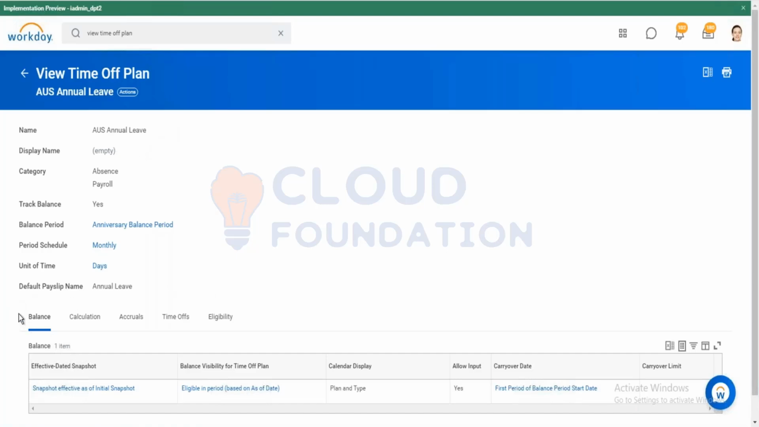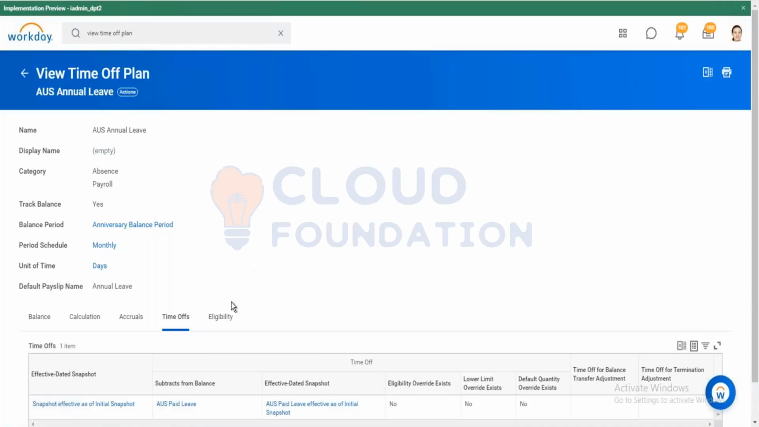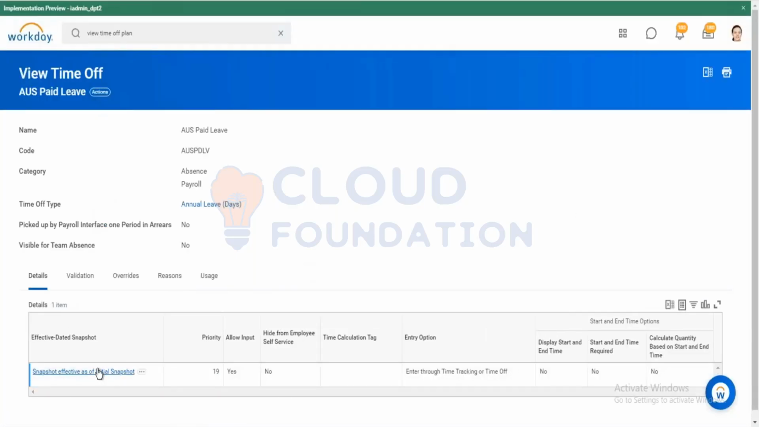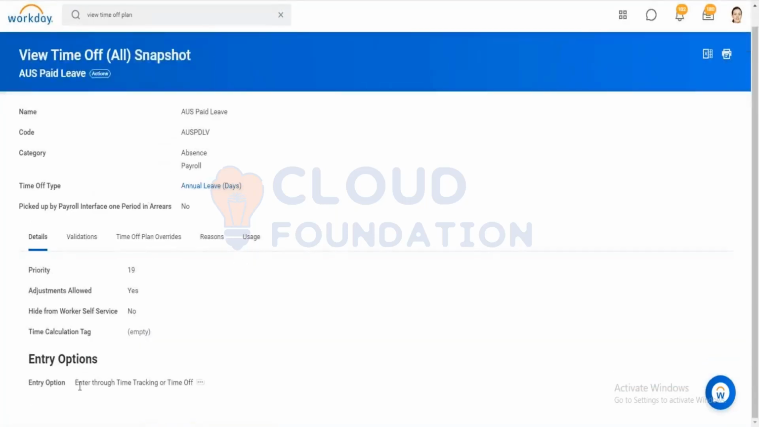The moment you get it, you go to the time off section. Click on this section. You go to the time off section and you see the time off, time off as paid leave. This is the time off. You click over here and then you see a snapshot over here. You click the snapshot. After that, you see the entry option. Here it is, the option is enter time through time tracking or time off. It is enabled for Tito as well as Toto.